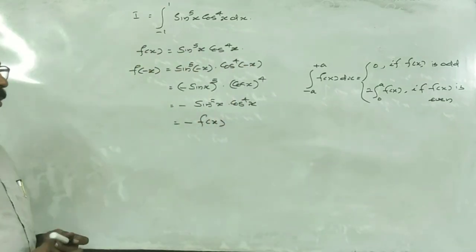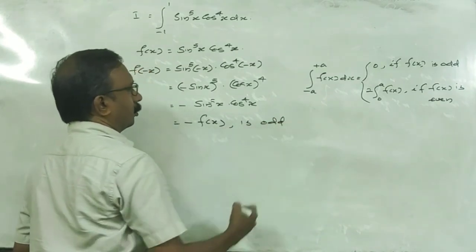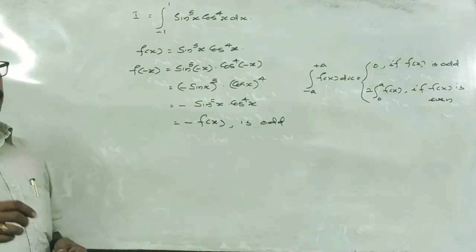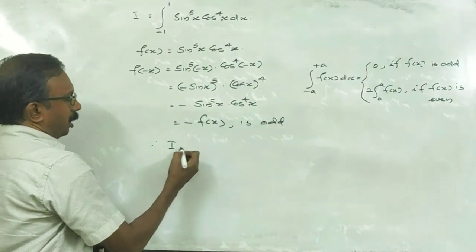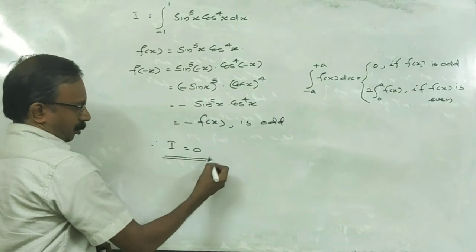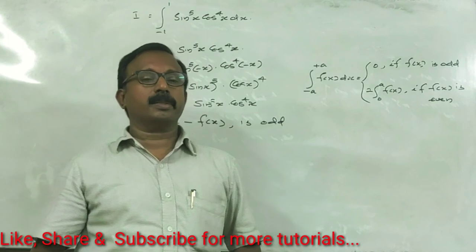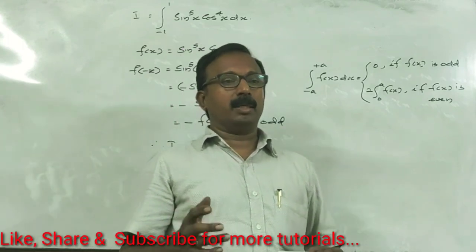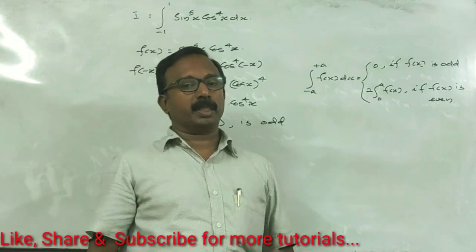Here, the function is odd. Hence, its integral value is 0. Therefore, I is equal to 0. If the function is odd, then the integral of the function is 0. If the function is even, then we have to find 2 into integral 0 to a f of x dx, isn't it?